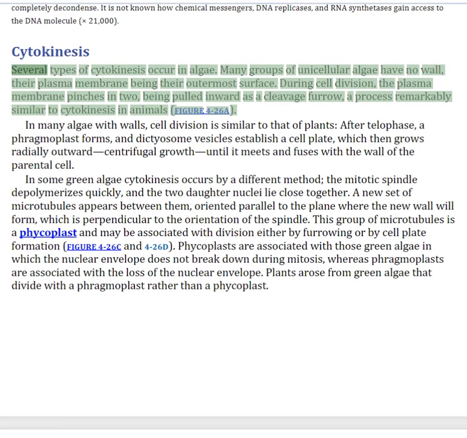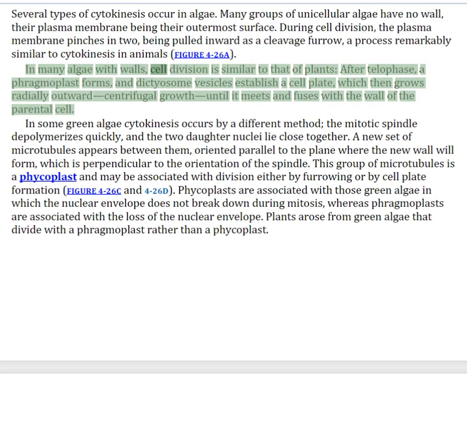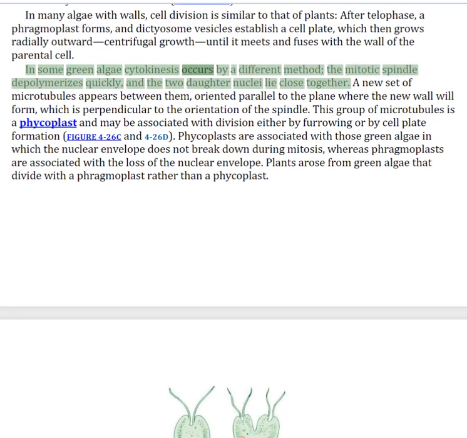Cytokinesis. Several types of cytokinesis occur in algae. Many groups of unicellular algae have no wall, their plasma membrane being their outermost surface. During cell division, the plasma membrane pinches in two, being pulled inward as a cleavage furrow, a process remarkably similar to cytokinesis in animals. In many algae with walls, cell division is similar to that of plants. After telophase, a phragmoplast forms, and dictyosome vesicles establish a cell plate, which then grows radially outward, centrifugal growth, until it meets and fuses with the wall of the parental cell. In some green algae, cytokinesis occurs by a different method.